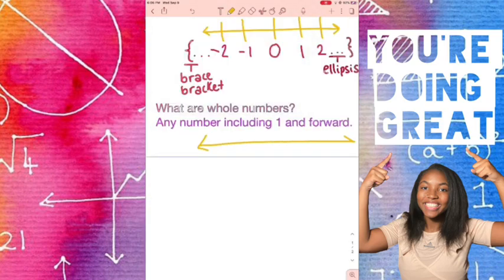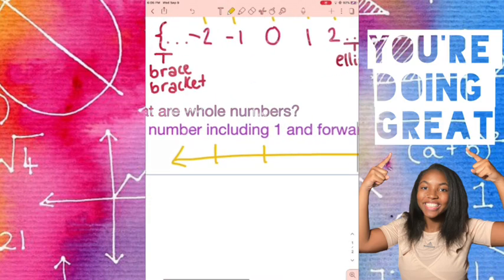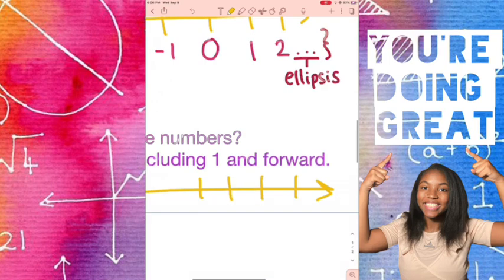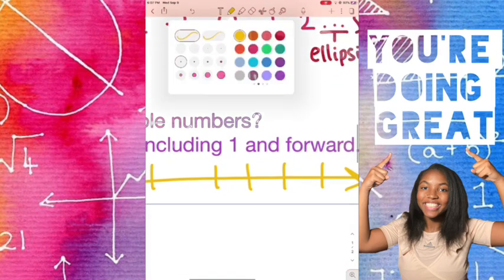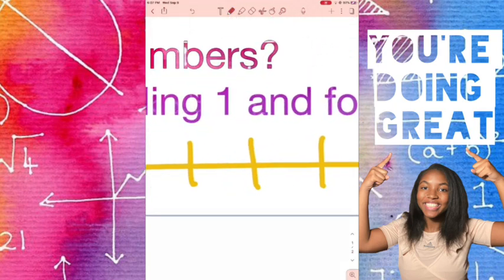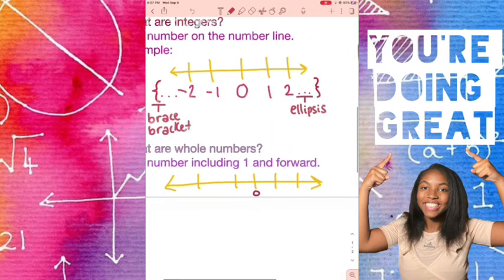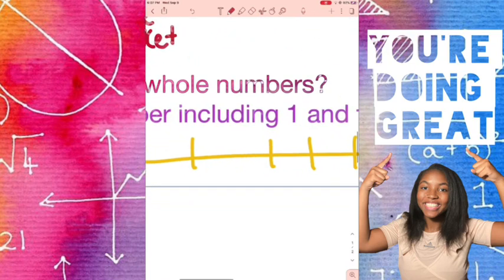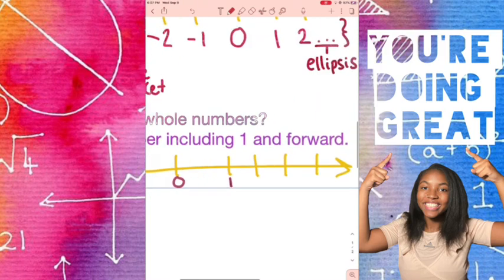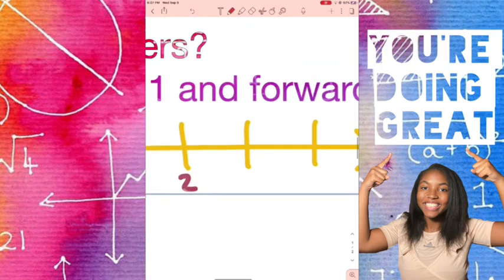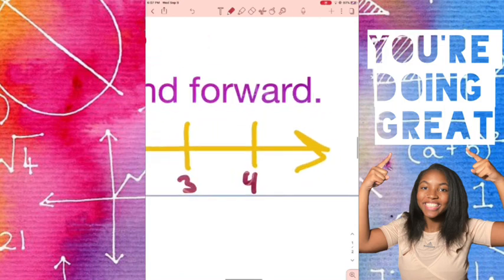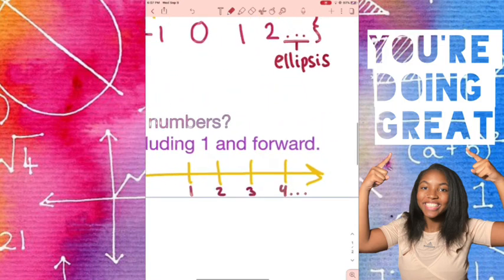Now let's get down to an example. So start by drawing out a number line again. Now with this number line, you do not want to put your 0 in the middle, which I do show what not to do here. But you want to start your number line with the 0, since it is 0 and forward. So you do the same process, you just put 0, 1, 2, 3, and so forth, with your ellipsis at the end. Do not forget the ellipsis and the brackets.